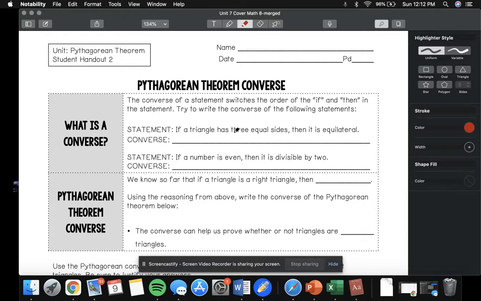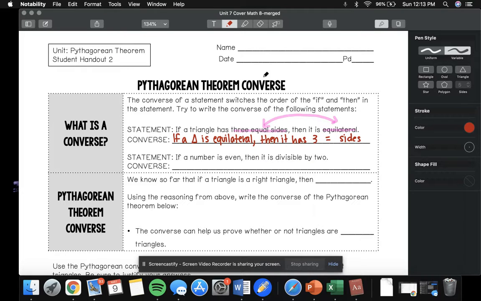Okay, so if a triangle has three equal sides, then it is considered equilateral. So our two statements are: a triangle that has three equal sides, then it should be considered equilateral. What we're going to do is switch those and see if it still makes a true statement. So if a triangle is equilateral, then it has three equal sides. Okay? That's absolutely correct. If you have an equilateral triangle, the definition is that it has three equal sides.